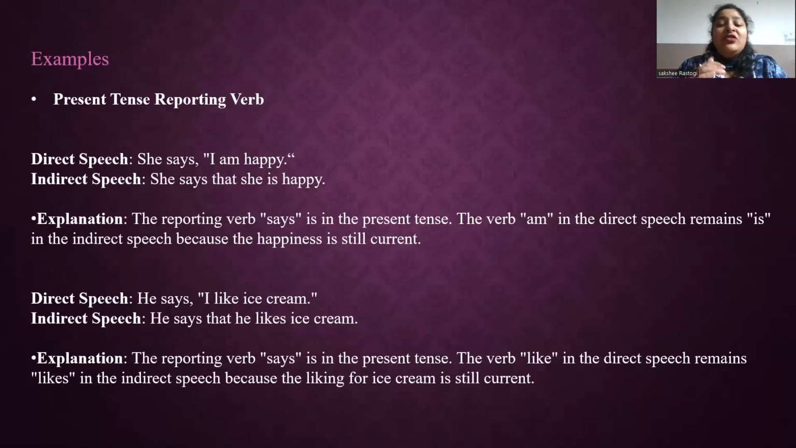So in each of these examples, the present tense reporting verbs, which are shares, exclaims, tells, asks, and announce, are used to report the speech, and the tenses of the original sentences remain the same. Note that this is different from the past tense reporting verbs, where the tenses of the original sentences would change to match the past tense of the reporting verb.